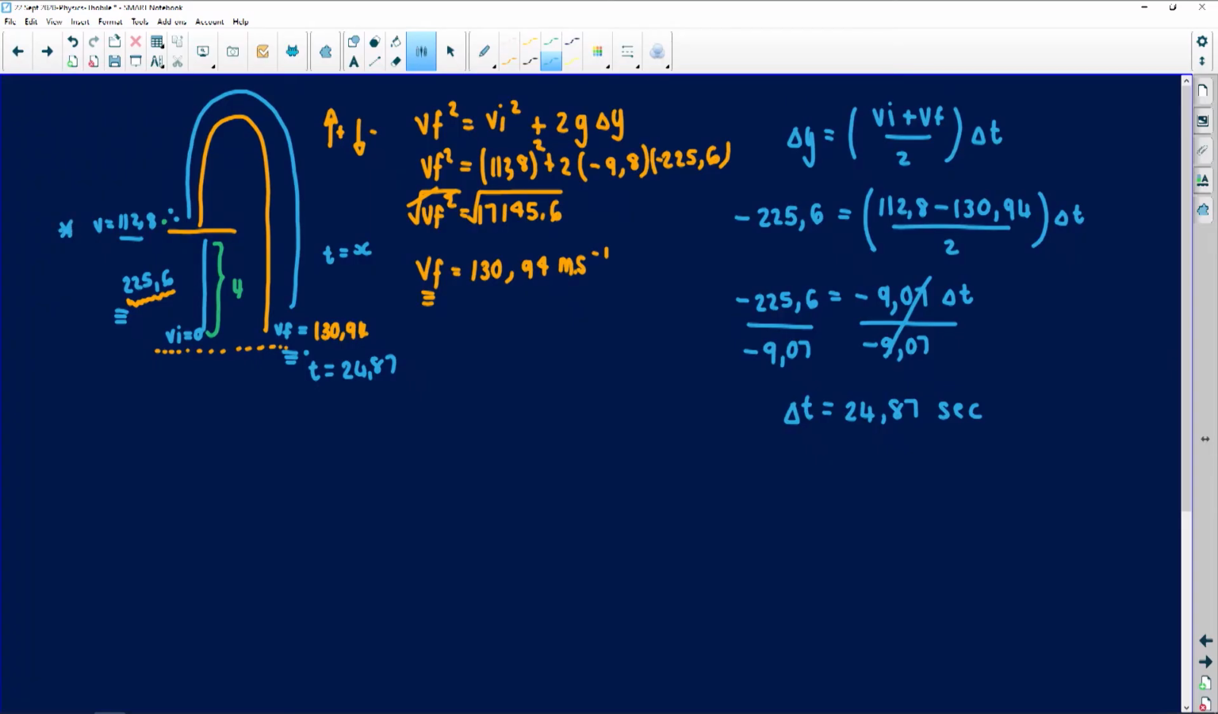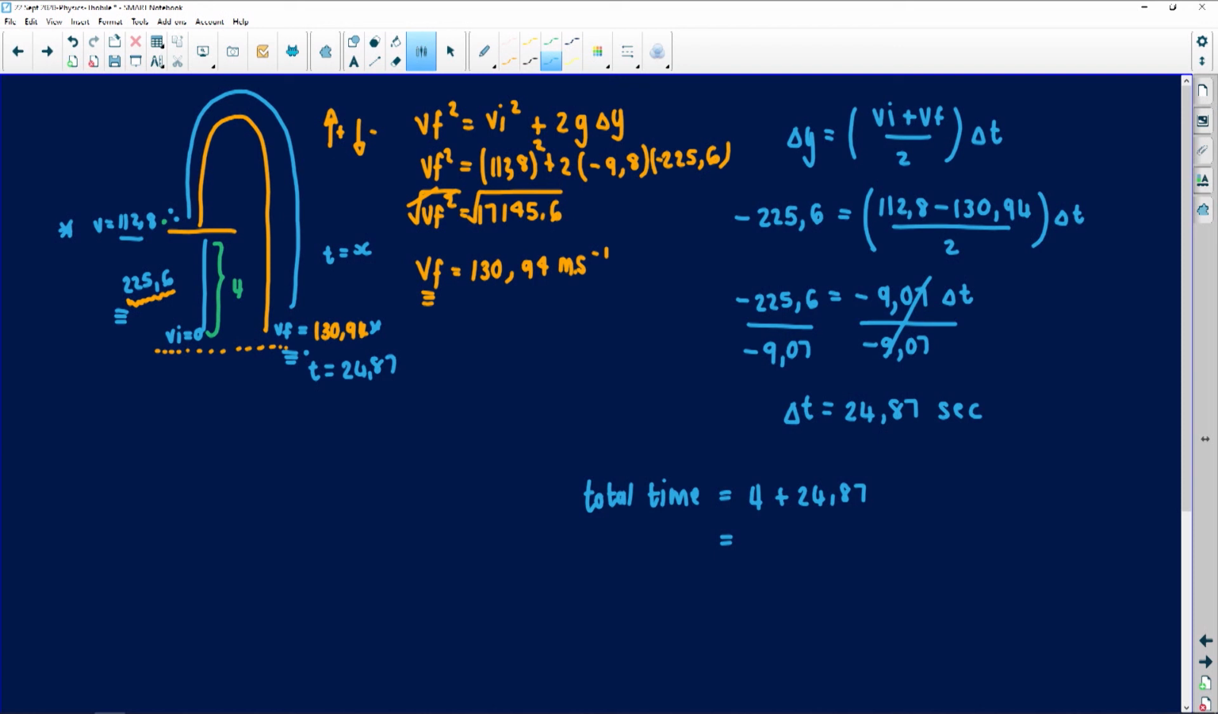They told me before the fuel ran out, the rocket was actually in the air for 4 seconds. The question wanted us to calculate the total time that the rocket actually moved. So I need to add my 4 seconds to that time because this time here only starts here up to when it reaches the ground. So I can say the total time is the 4 seconds when it was launched plus the 24.87 seconds of time after the fuel ran out all the way to when it reaches the ground.